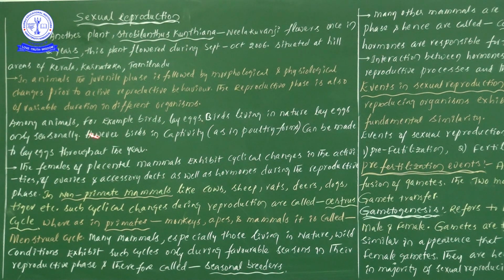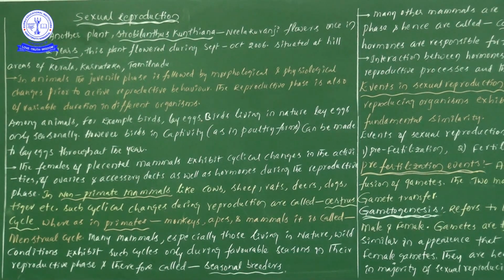Why are we learning this particular point? Look at the second line: however, birds in captivity, as in poultry farms, can be made to lay eggs throughout the year. What is important here is that there are two types of birds. Birds growing in natural habitats lay eggs only seasonally. If you increase the captivity, for example in poultry farms with chickens, what benefit do we get? We can produce eggs throughout the year. By increasing the captivity, we are increasing the production of eggs, or the capability to lay eggs.